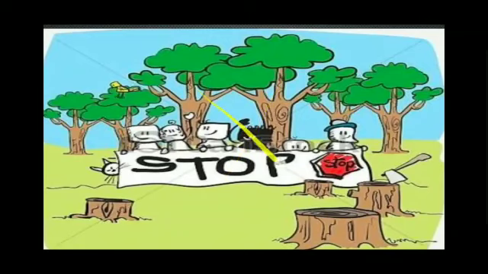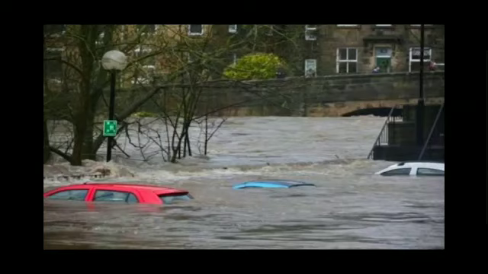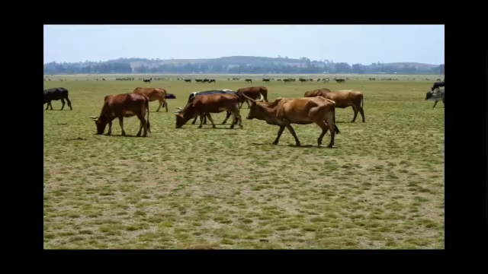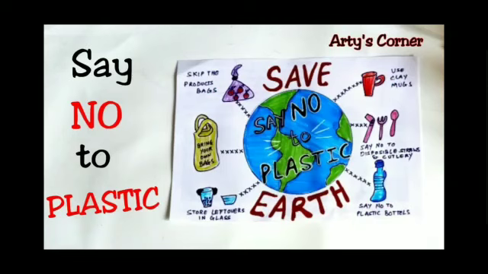Deforestation should be prohibited. We should not cut down our trees. Afforestation should be promoted. We should plant more and more trees. Dams should be built across the river to prevent floods. Overgrazing of land should be stopped. Farmers should use manure and natural fertilizers instead of artificial fertilizers. We should say no to plastics.